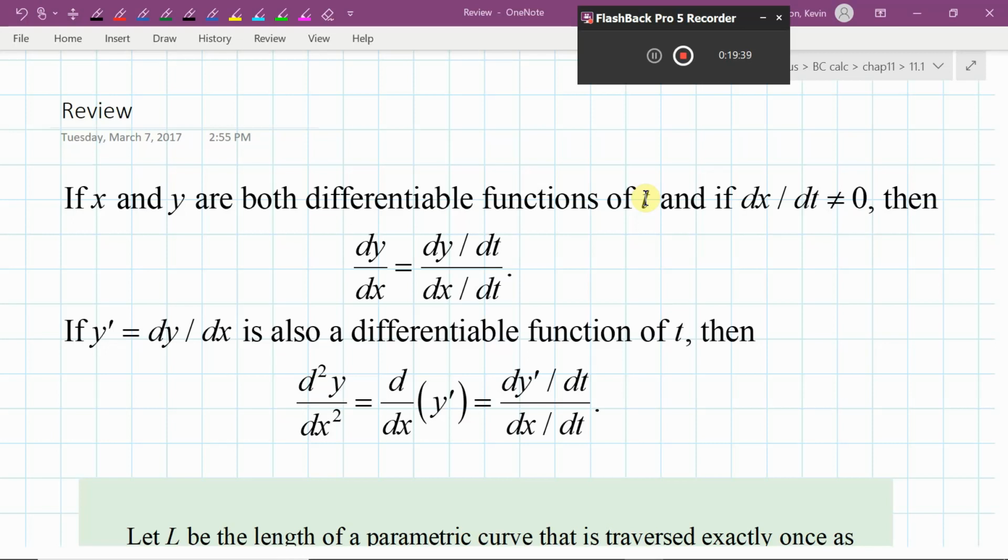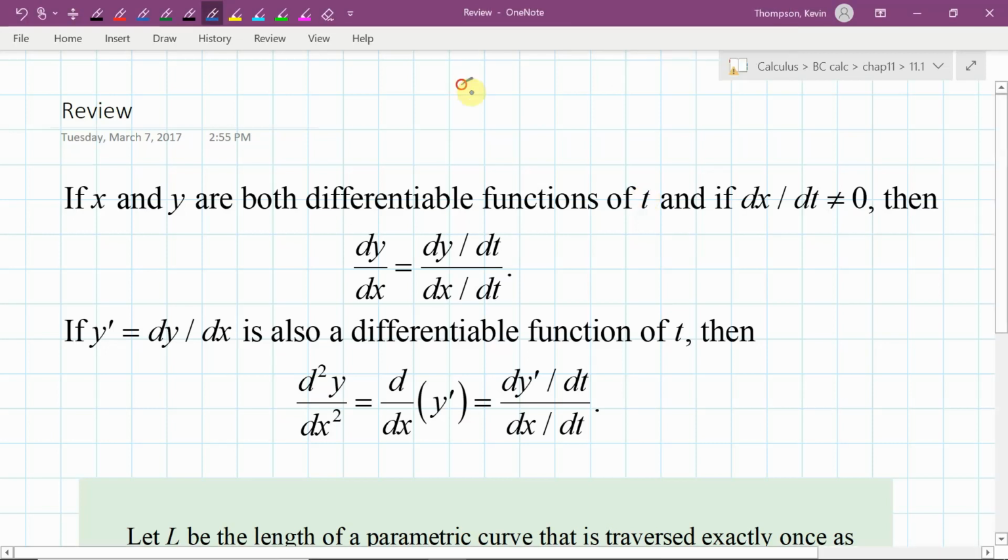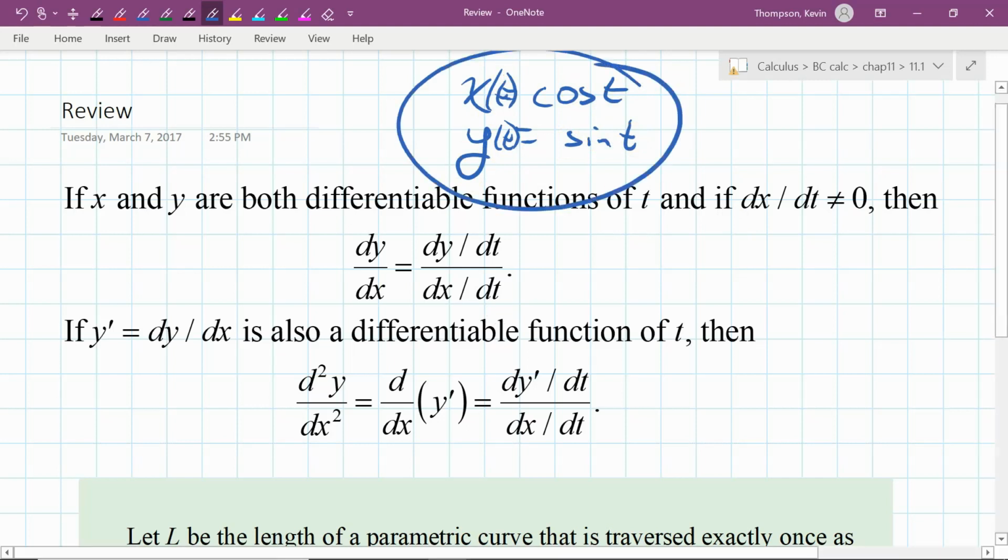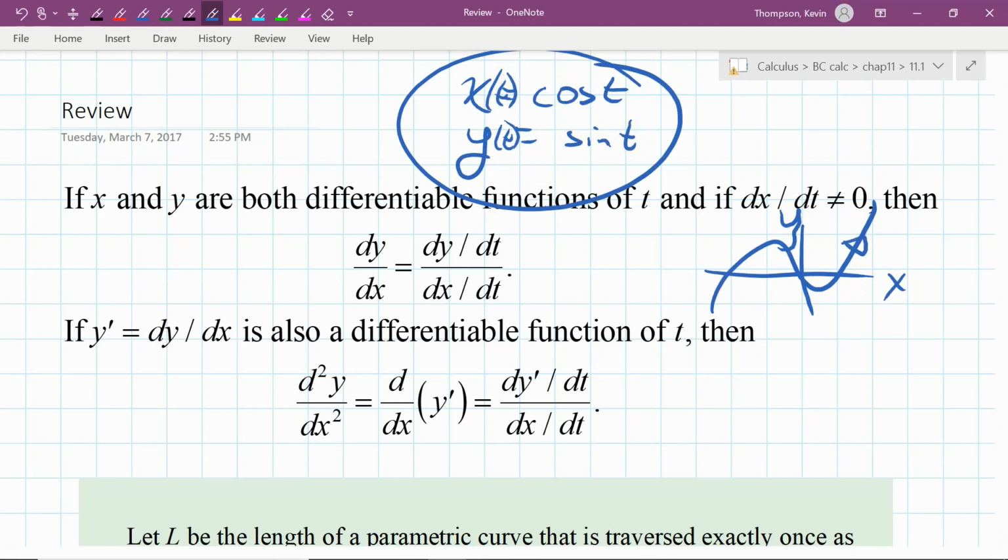The thing to remember about parametrics, just a quick review, is that these are functions of t. X and y are functions of t. So they might be something like x of t and y of t. When we try to find the derivative, if I graph this, remember that they're still graphed on the xy plane, right? We would draw the graph and then the direction would be given by a little arrow on the graph. So when we find the derivative, we are actually still finding dy dx.